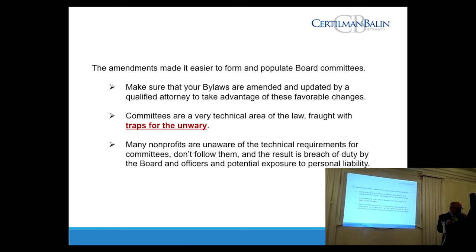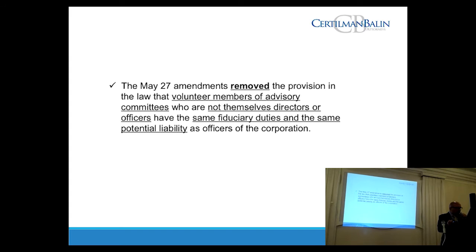So really important to make sure that your counsel has amended your conflict of interest policy and your bylaws to take advantage of these more favorable provisions. And that again will limit some of the areas where board members and officers can find themselves targets and have potential personal liability.